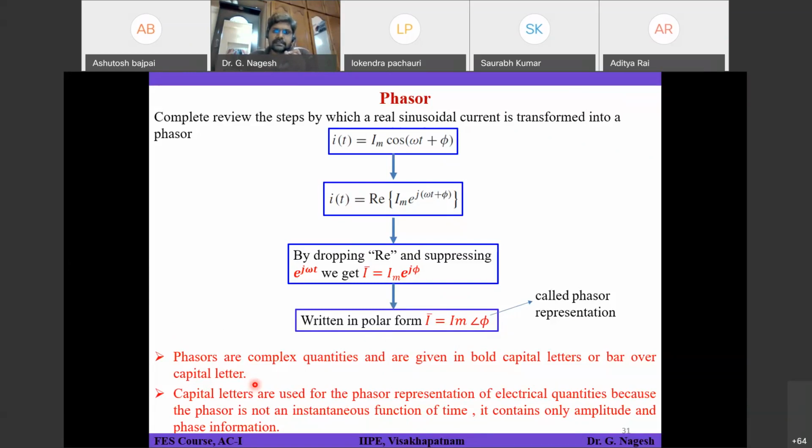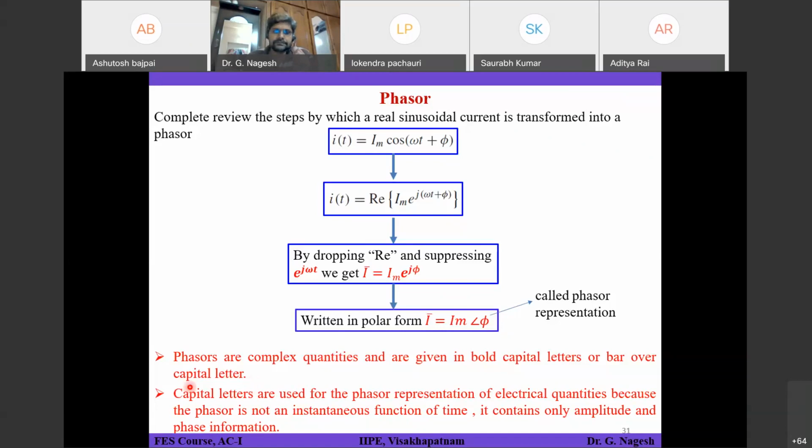If it's a constant current like DC, you can represent it with small i or capital I. No issue, both are correct for DC circuits. But when you come to phasors, you should represent it with a capital letter and a bar over it. That is the phasor representation.